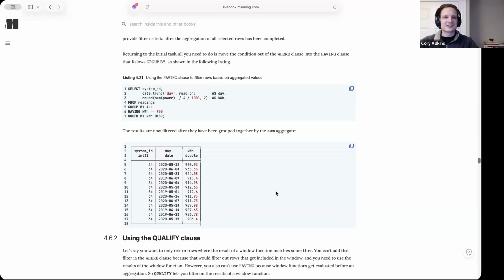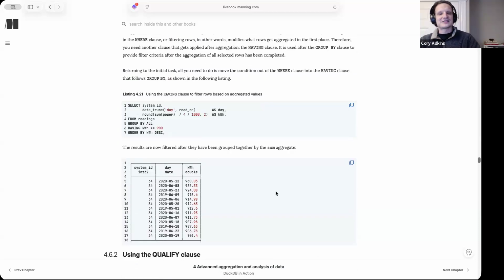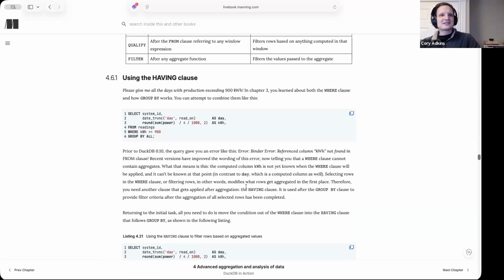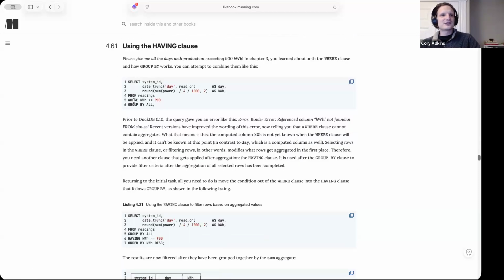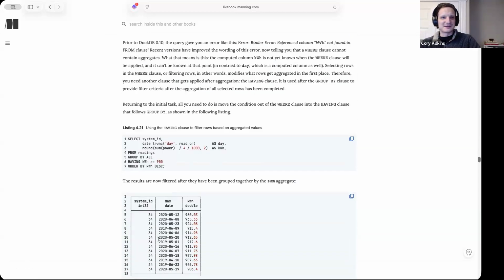So I don't know. I'm trying to think if I have anything smart to say about it. It feels a little unnatural to me that where. Well, no, I guess the order is right. Where comes before group, having comes after group. So yeah, that makes sense. Yeah, I don't know. I have nothing to say about that.